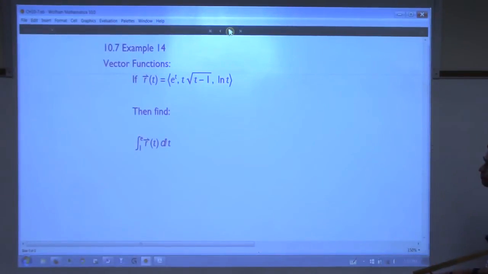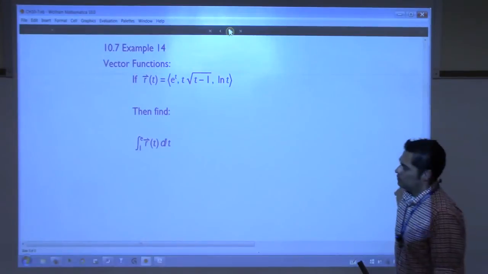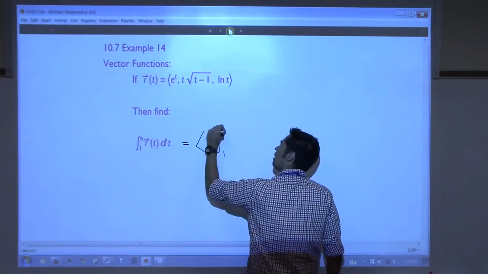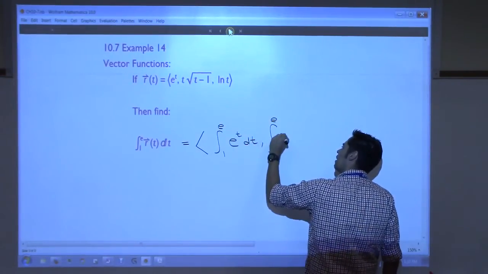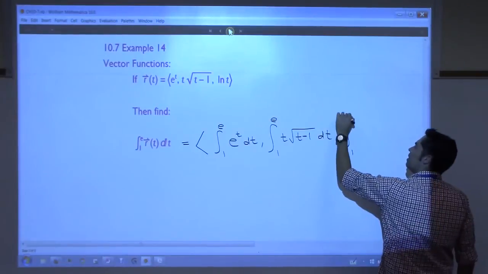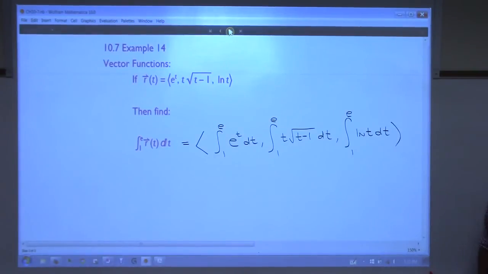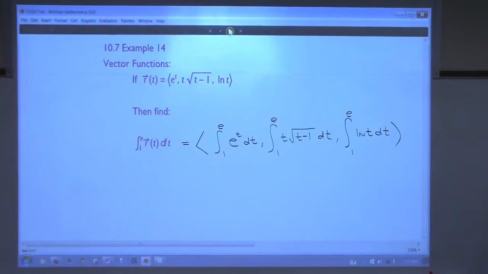So here's an example. Let's integrate this from 1 to e. So that means I want to take the integral from 1 to e of e to the t dt. I want to do the integral from 1 to e of t square root of t minus 1 dt. And I want to do the integral from 1 to e of natural log t dt. And in this class, we're not going to go over how you do all the different techniques of integration. That's the class you took before this. So I would expect everyone, given enough time, without a computer, could do these by hand. I think some of these are easy though, right?